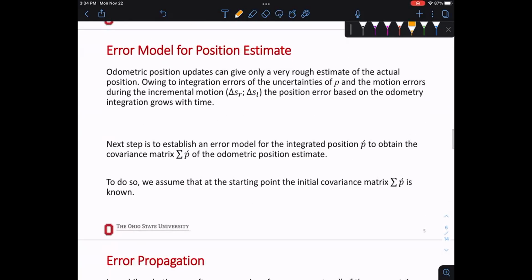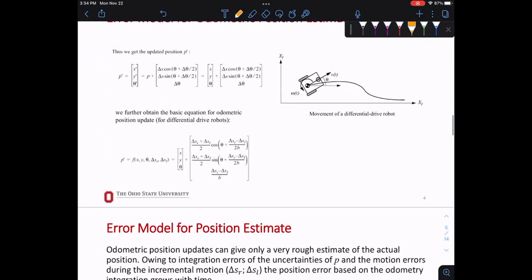Now, where do you think the error will appear? So you are in an initial position, right? Time increment delta theta, you're going to the next position. Where do you expect the error to happen?